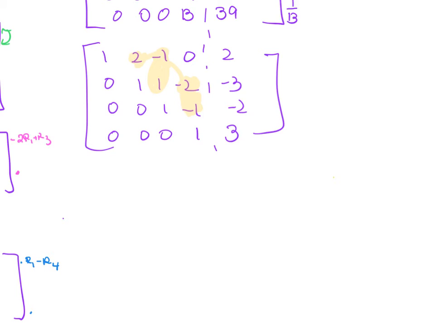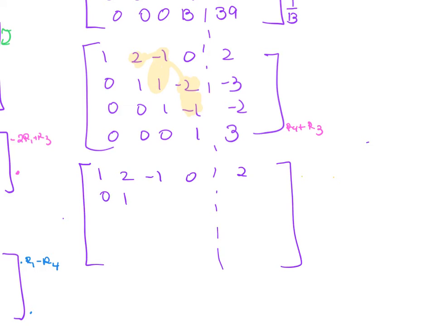In order to do that, actually all I have to do in this case is add row 4 plus row 3. So I'm going to rewrite here, and my row 2 is the same for now. So notice when I do that, when I add row 4 plus row 3, I get 0, 0, 1, 0, and then 3 minus 2 is 1.